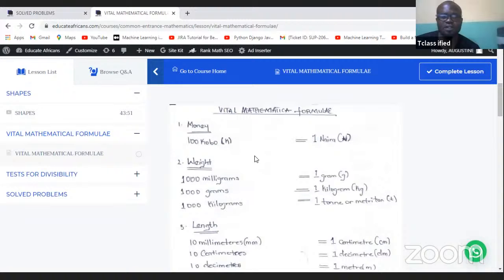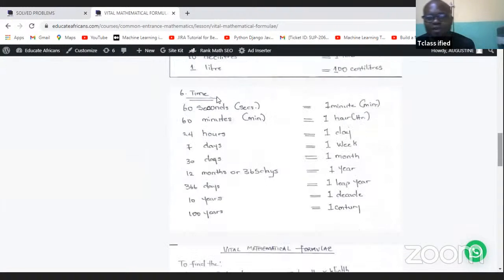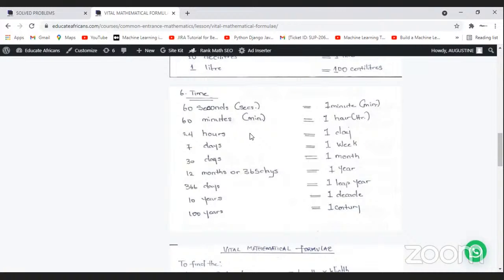Okay. So why we learned these vital mathematical formulas is that the conversions here are going to be used in subsequent solving. We're going to be using them a lot, and that's why we looked at them. Now we're talking about time, so that's why we didn't use money, weight, or length. But in subsequent ones, we're going to be using money, weight, and length. Mona, which one did we use now? Time conversion. Good, that's what we used.